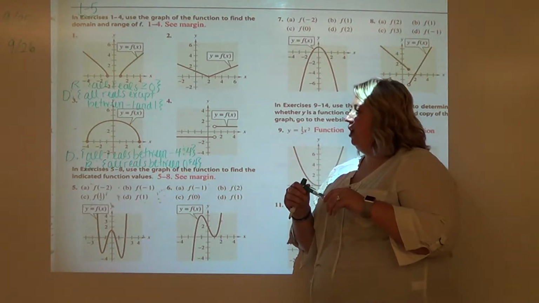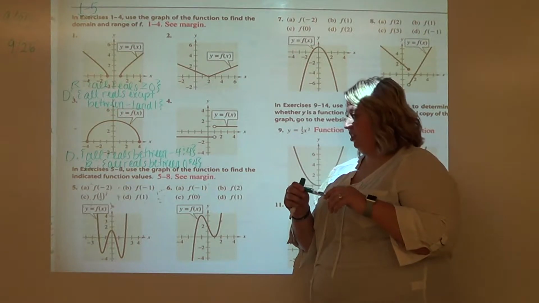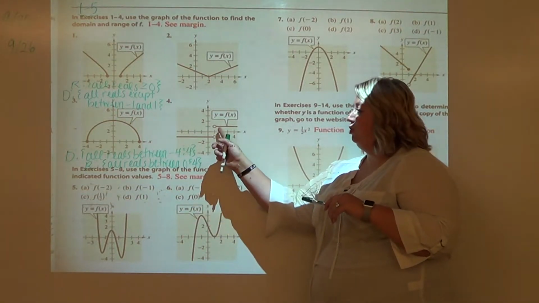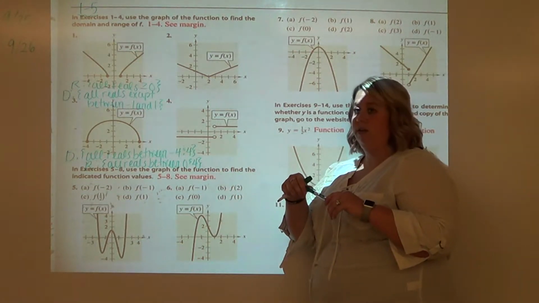Okay, what about your domain on number 4? All reals except 1. All reals except 1, okay, why is it except 1? Doesn't hit 1. Okay, if there's an open circle, it means it doesn't include that number. So all reals except 1.